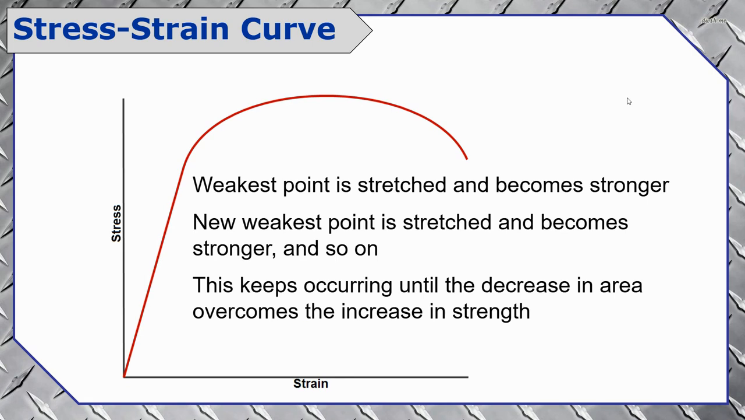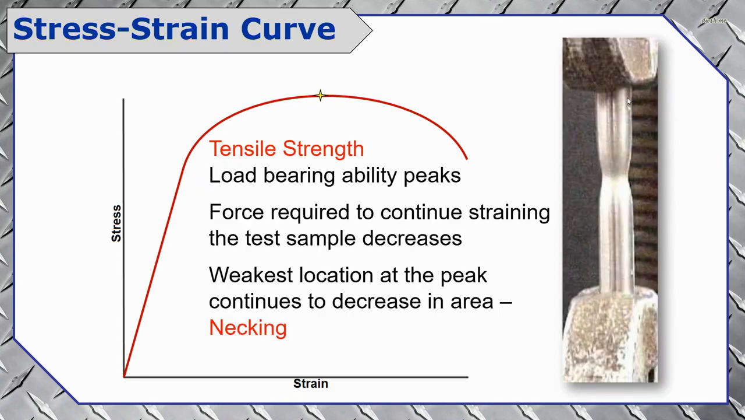The simplest explanation here is that the weakest point keeps being stretched and keeps becoming stronger. This stretching and strengthening keeps occurring until the decrease in area overcomes the increase in strength. The point at the top of the curve is what is called the ultimate tensile strength. This is where the ability of the material to carry a load reaches its peak. After this point, the force required to continue straining the test sample is actually going to decrease.